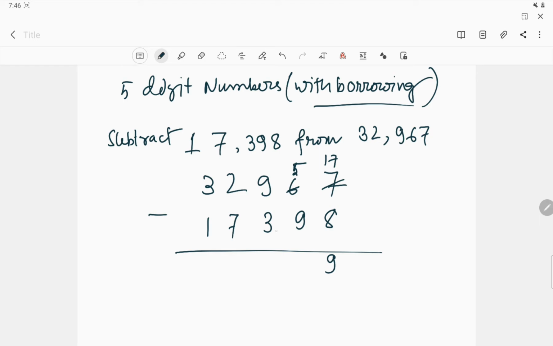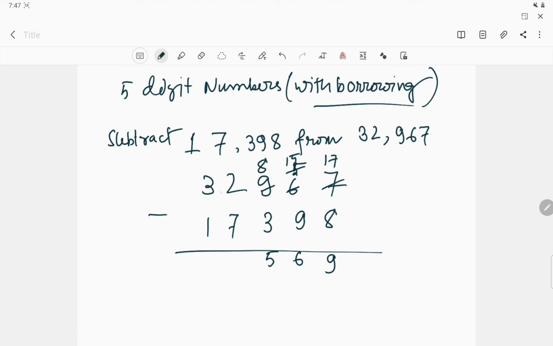5 is less than 9, so you have to borrow 100. 100 means it will be 15, right? And it will be 8. So 15 minus 9, yes, it will be 6, and 8 minus 3, it will be 5.